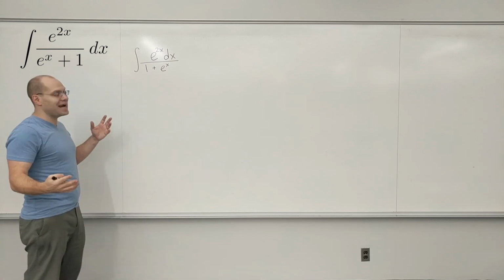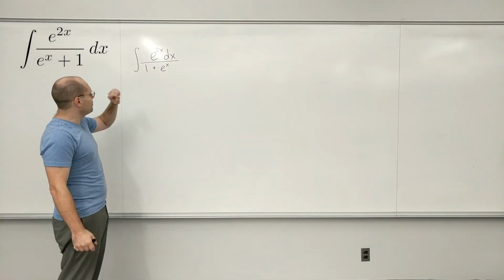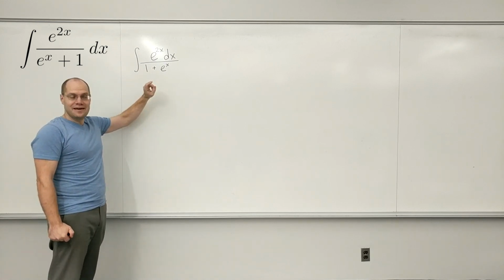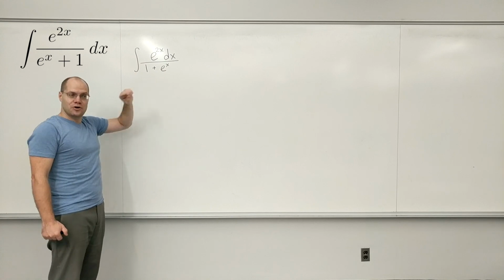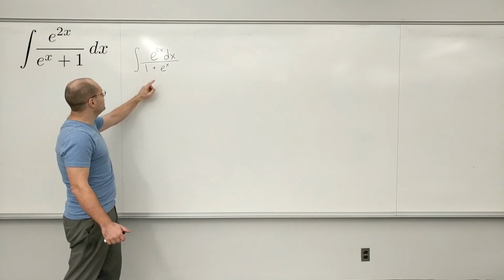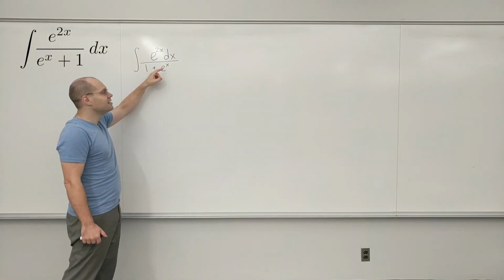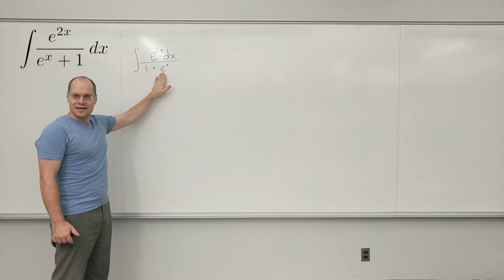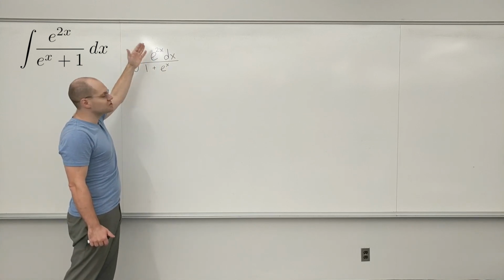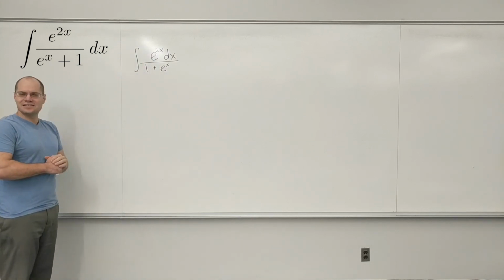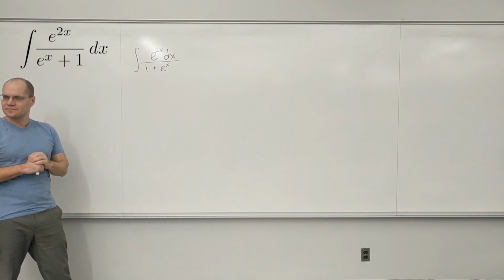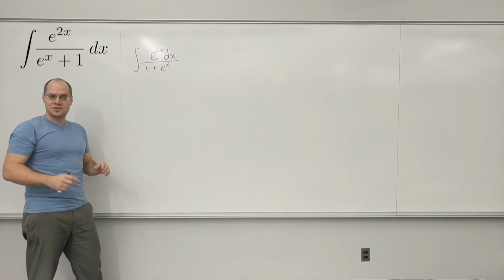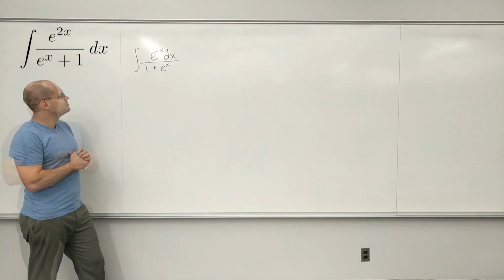Okay, so what do we have here? Well, number one, I see 1 over something. So when I see 1 over something, I'm going to go for log. But for that, I need to see the derivative of that something in the numerator. And the derivative of this something is e to the x. And in the numerator, I have that squared, essentially. So that doesn't work. No log here. If it were e to the x, beautiful, log. Because it's e to the 2x, no log.